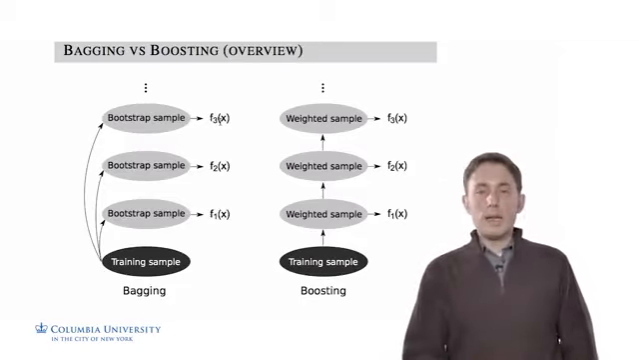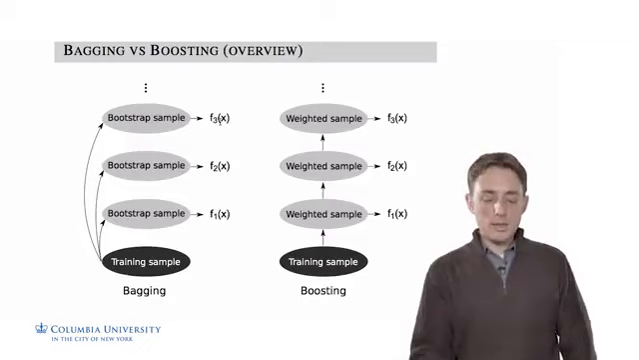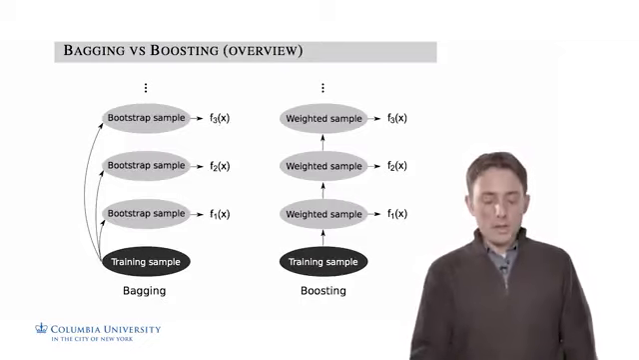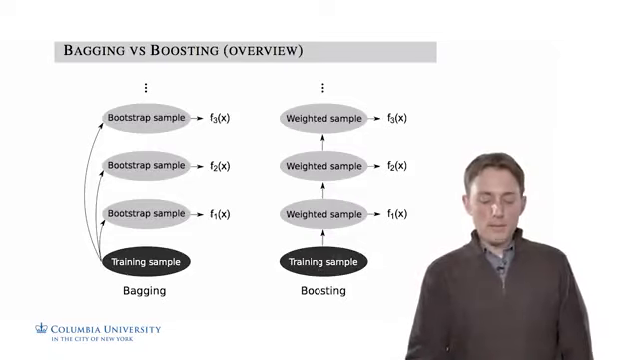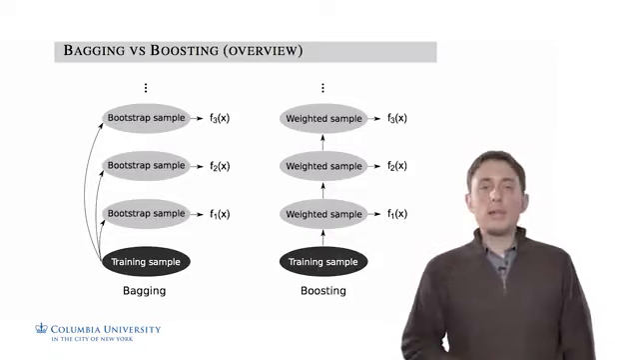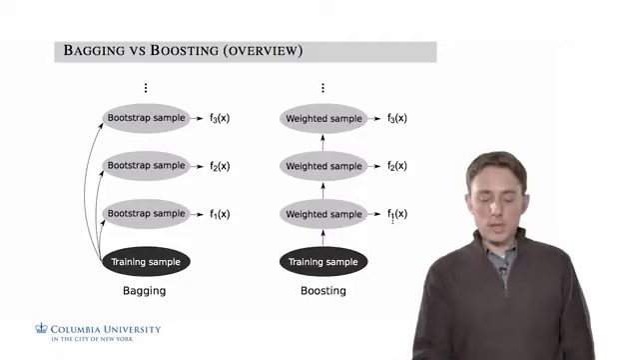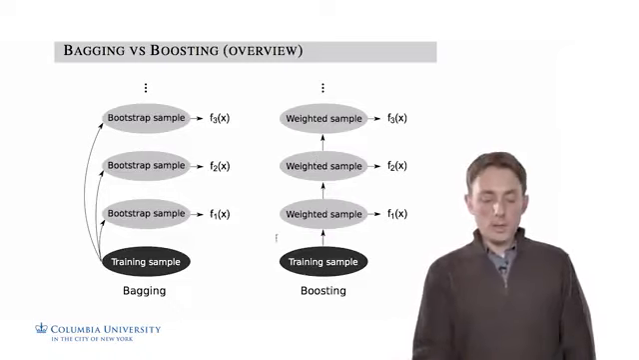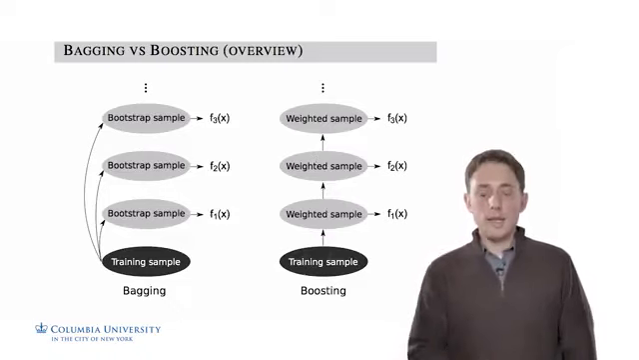So boosting at a very high level is almost the same, but different in a very crucial way. What boosting does is it first creates a weighted sample of our data set to learn a classifier. And then, given this weighted sample, it generates a new weighted sample. So it's not pulling from the original training sample, it's pulling from the weighted sample of the previous round of classification to generate a new data set for which we get a new classifier.